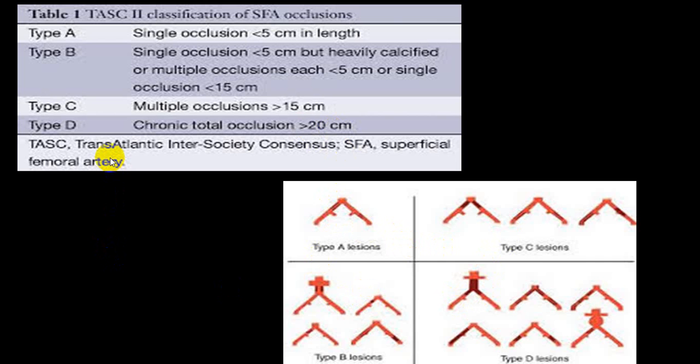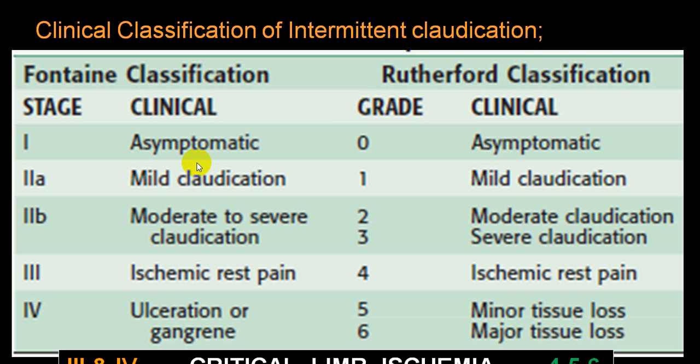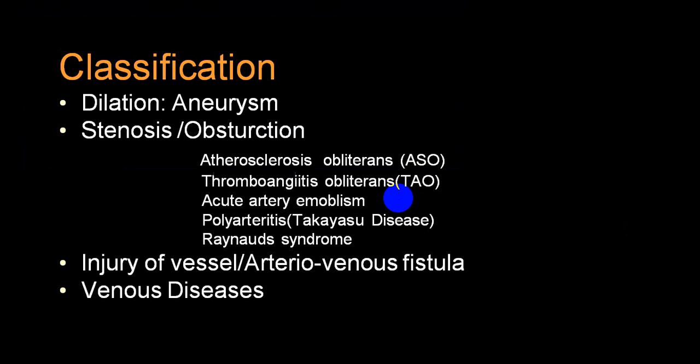This is called the Transatlantic Inter-Society Consensus, and it is for superficial femoral artery occlusion. It depends upon how much the superficial femoral artery is occluded, and it is classified into A, B, C, and D. This is on angiography or by using a Doppler, while the other is clinical. Clinical staging is much better.